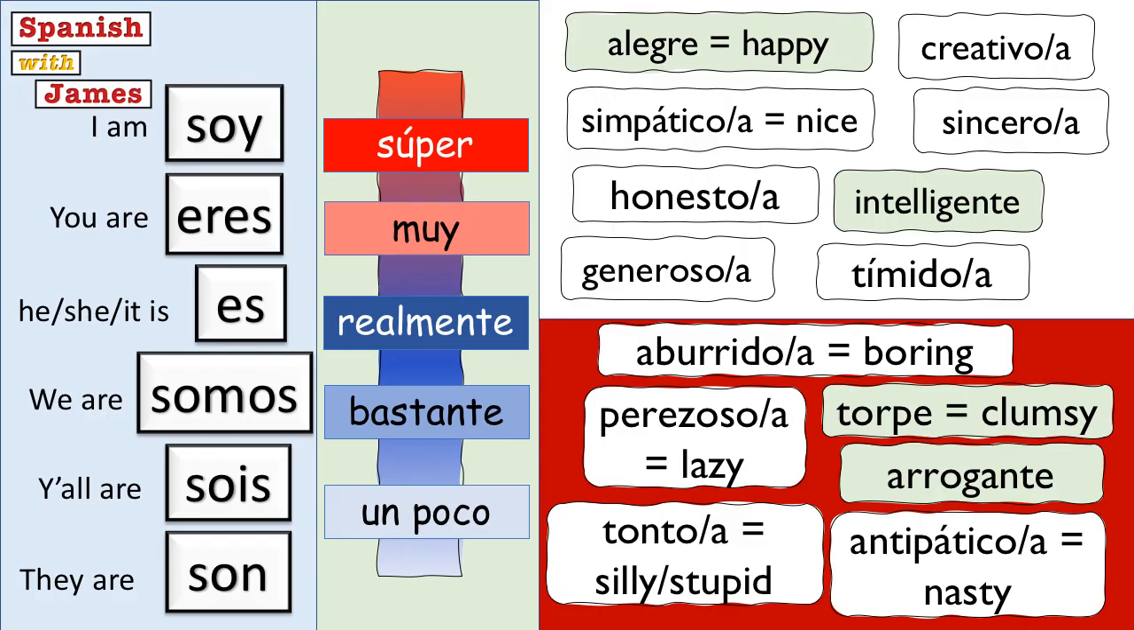So these are all of the different words we might use to describe someone. We've got some positive ones, some negative ones, some that you could use some positively and some negatively, it depends. And we're going to practice these in a moment as we did with the physical characteristics.